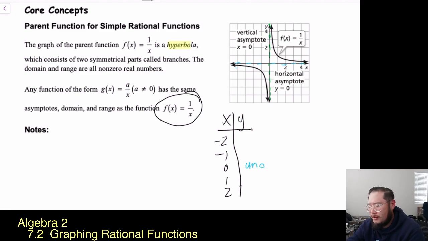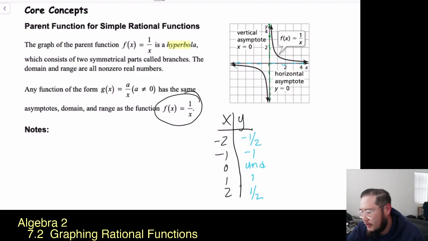When I plug in 1, 1 divided by 1 is 1. 1 over 2 is 1/2, or 0.5. We'll plug in -1 for x, we get -1. Plug in -2, we get -1/2. So we have all these points, and we need to plot them. In your homework, I'll expect you to plot them as well. So at 1, 1, there's one of our points.